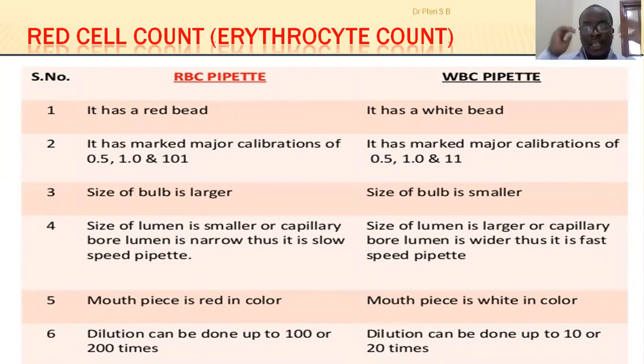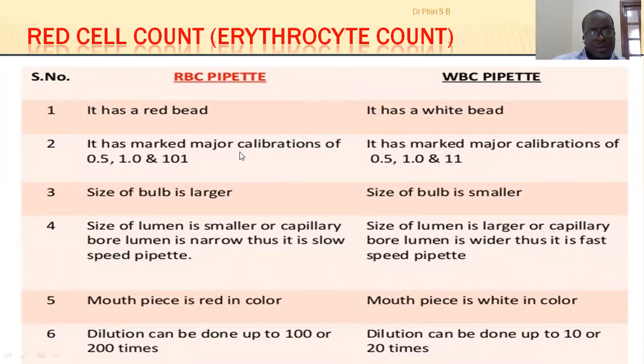So how do you differentiate them? Like I've already said, we are going through it again for the sake of understanding. Let's start. The first one, red blood cell pipette, has a red bead inside the bulb. White blood cell has a white bead inside the bulb. Red blood cell pipette has marked major calibrations of 0.5, 1.0, and 101. That of white blood cell has major calibrations of 0.5, 1, and 11.